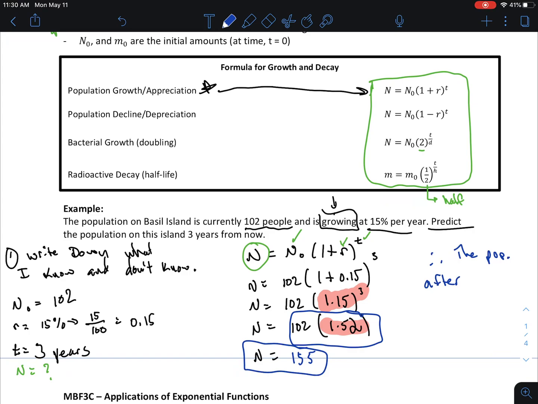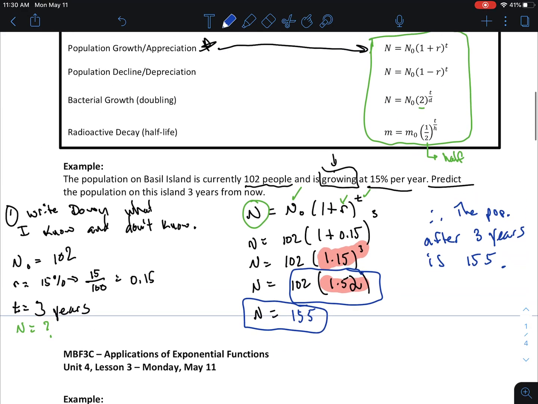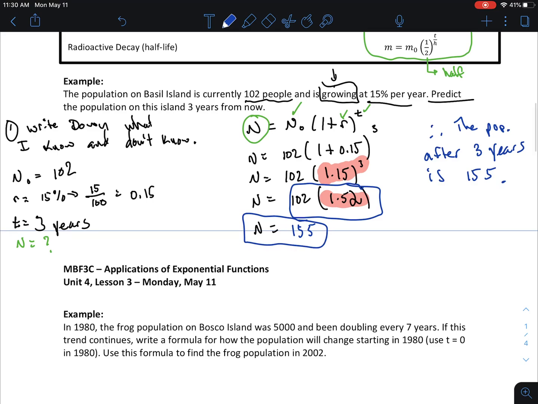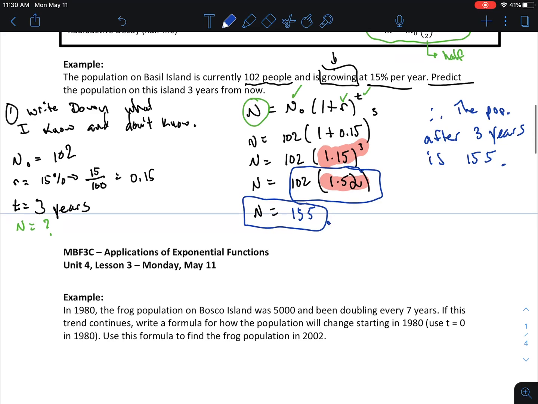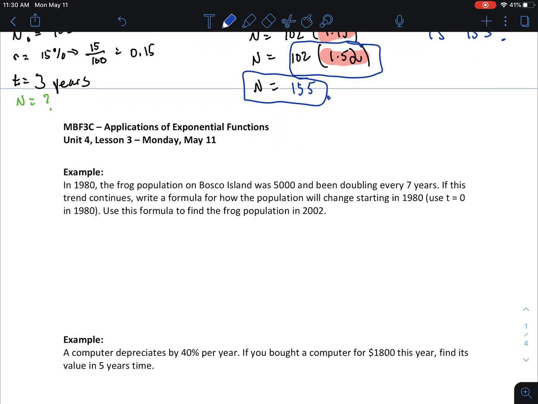N equals 155. And then your last step here is going to be, therefore, the population after 3 years is 155. Okay, not too bad. So you're actually able to answer something about a particular population growing after some amount of time under some conditions, right? That could very easily be declining at 15% per year, and then you'd have a smaller number at the end, right?